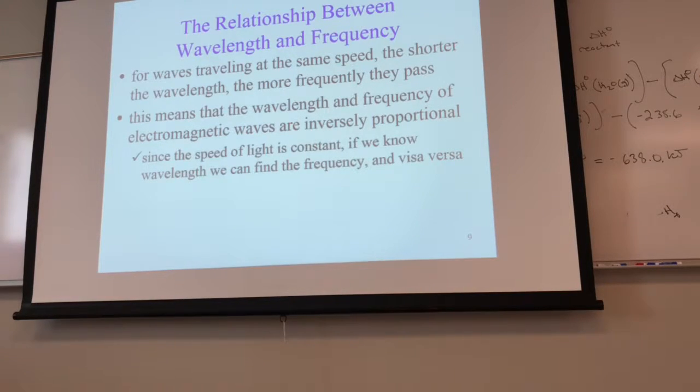Mathematically, that can be calculated. In other words, we can say that the frequency of a wave is defined as the speed of light divided by its wavelength. Okay? And I like this form of the equation better: lambda, which is wavelength, times nu, which is frequency, is equal to c, the speed of light.